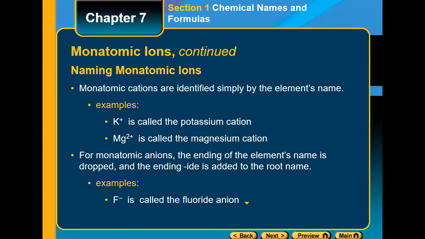For example, here we find fluorine, F9. It has 7 electrons in the outermost energy level, so it needs to gain 1 electron to completely fill its outermost energy level. So in that case we call it fluoride. Instead of fluorine, we remove the ine and we add ide. So here fluorine will be fluoride, nitrogen will be nitride, and so on.